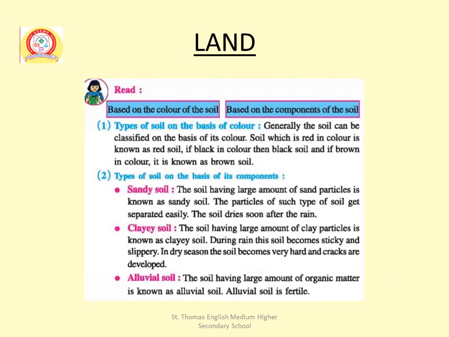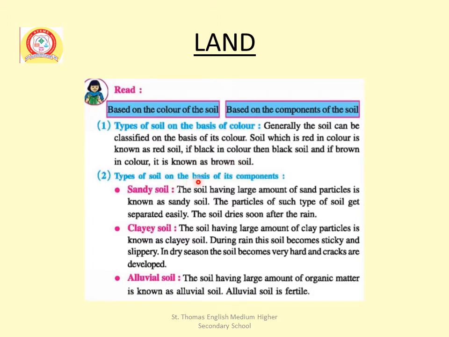Now let us understand a few things about soil based on the color of the soil and based on the components of the soil. Types of soil on the basis of color. Generally, the soil can be classified on the basis of its color. Soil which is red in color is known as red soil. If black in color, then black soil. If brown in color, it is known as brown soil.